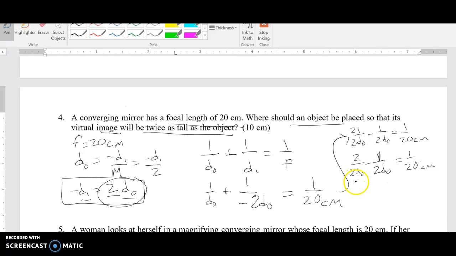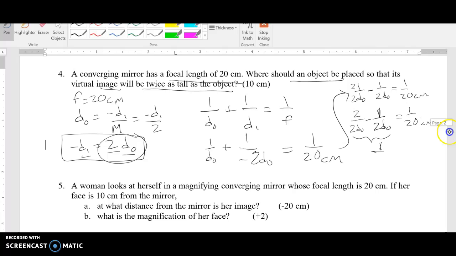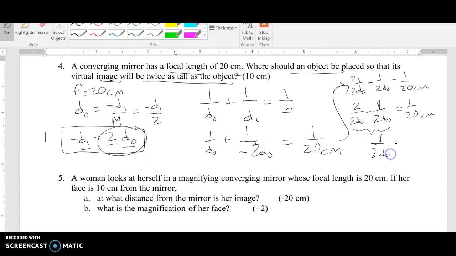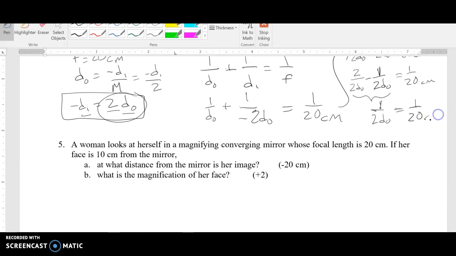So when you do this math, you end up with 1 over 2DO equals 1 over 20 centimeters. And it becomes obvious that DO equals 10 centimeters.